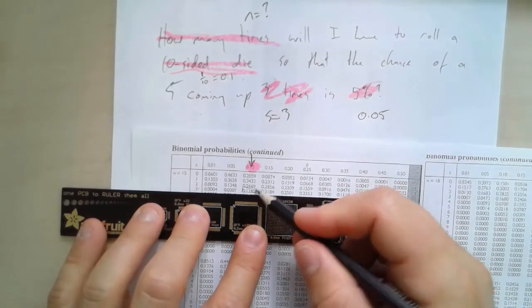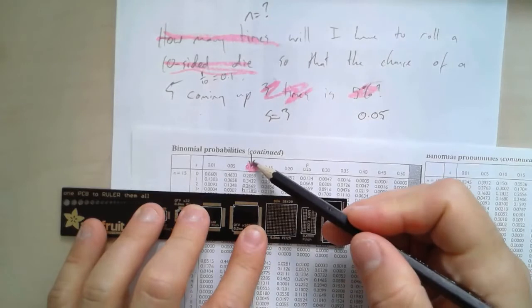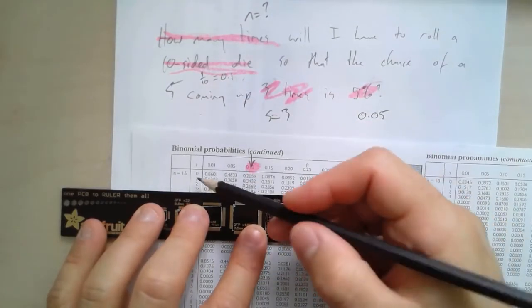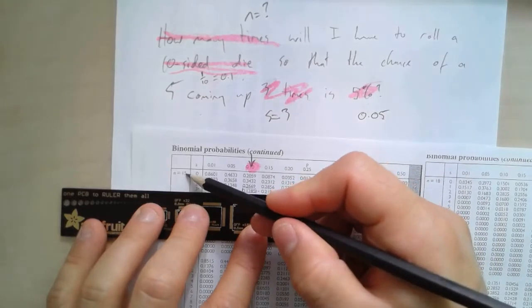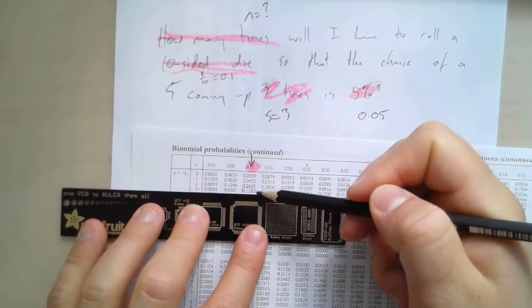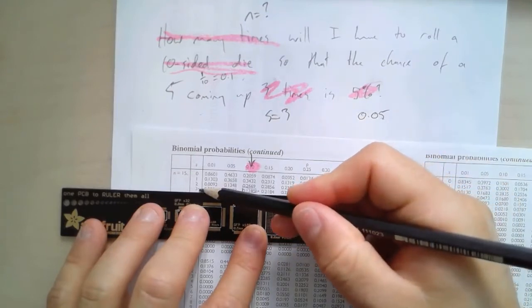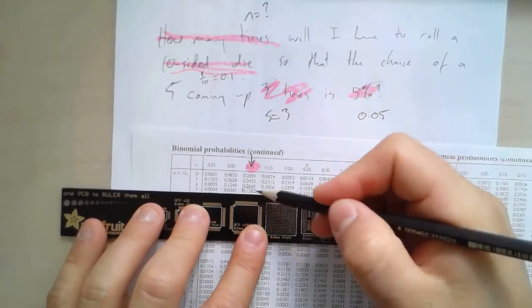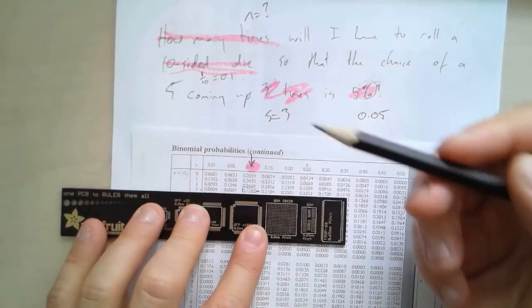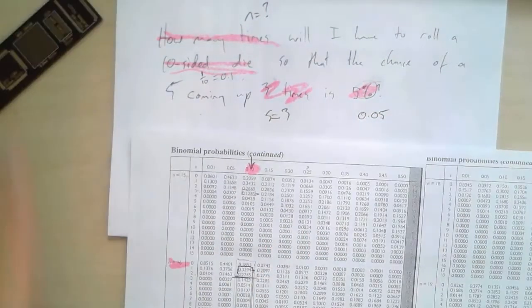So that's saying that on a 1 in 10, like a 10-sided die, if I rolled it 15 times, there'd be a 13% chance that a number would come up 3 times. Okay, that's too high. We want 5%. So n is 15, too many rolls. So we're going to go backwards.